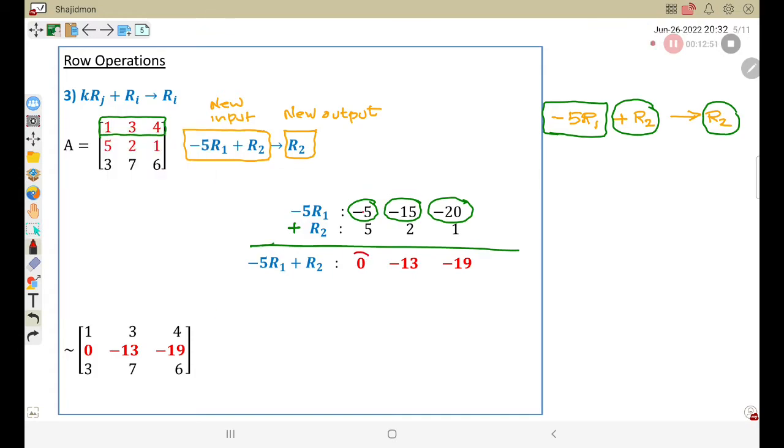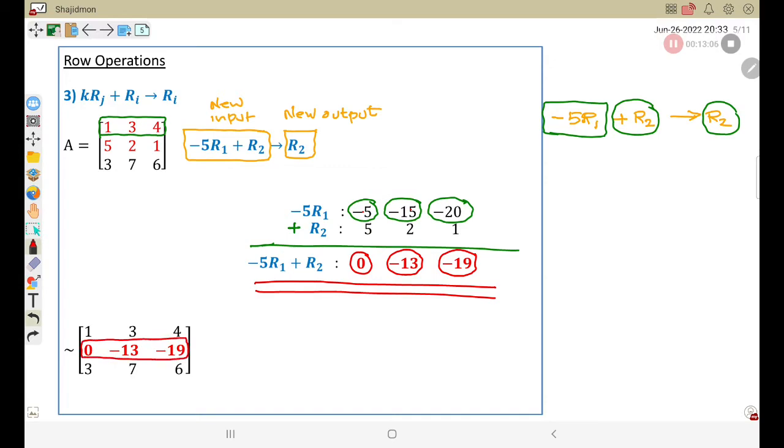Minus 5 plus 5, 0. Minus 15 plus 2, minus 13. Minus 20 plus 1, minus 19. See, this is the new output row, the second row. So I wrote 0, minus 13 and minus 19. This is the third operation. This is how to find the new output row using this operation. Where we use it, I will tell you when we do questions. So this is the operation.